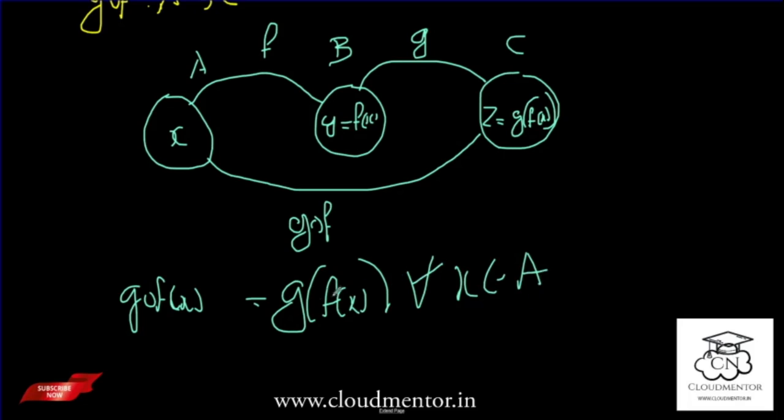Got it? So g o f, or g composition f, exists if and only if the range of f is a subset of the domain of g. Similarly, f composition g exists if the range of g is a subset of the domain of f.